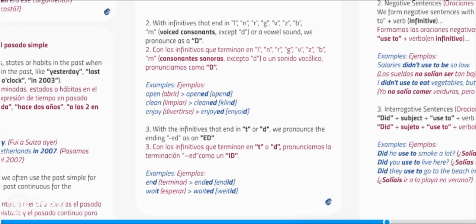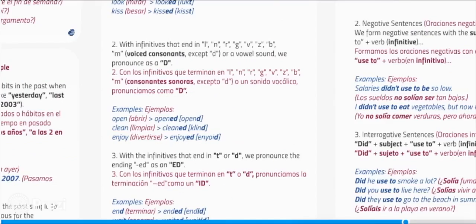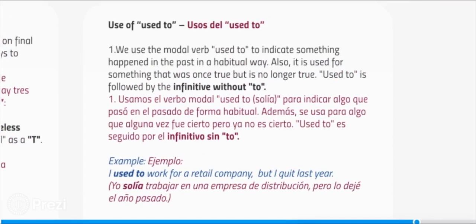Use of used to. 1. We use the modal verb used to indicate something happened in the past in a habitual way. Also, it is used for something that was once true but is no longer true. Used to is followed by the infinitive without to. Example: I used to work for a retail company, but I quit last year.